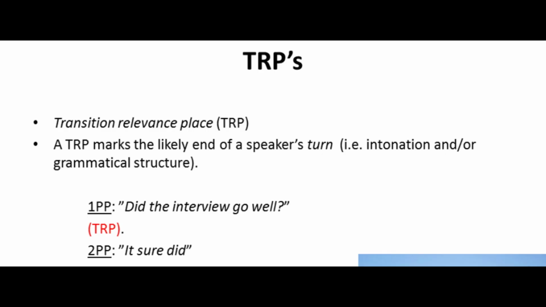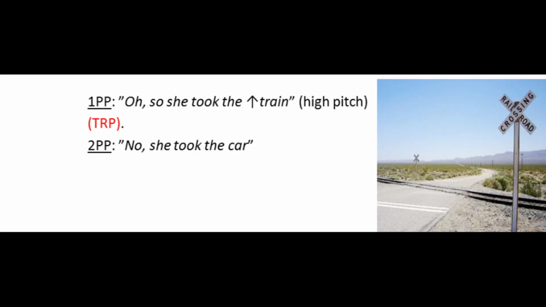Transition relevance places is another basic principle. This is where it's required that one of the speakers takes the turn to speak. Again, this could be a question-answer exchange. There's a transition relevance place because the first pair part now expects a second pair part answer. Sometimes we're able to decode that it's our turn to answer simply by hearing the first pair part's intonation. As we see here, this is not a grammatical question. This is not an interrogative formulation. Still, we know it's our turn to speak.